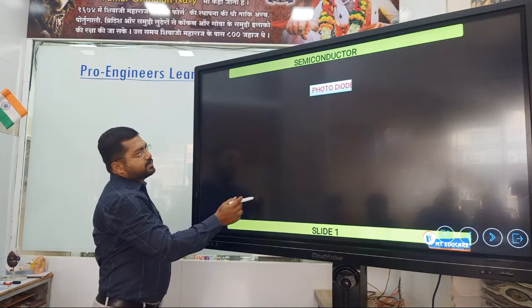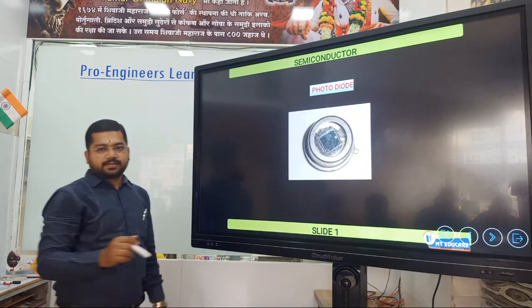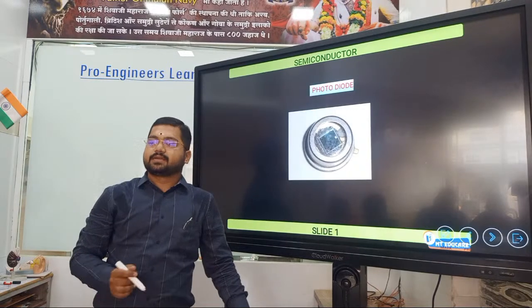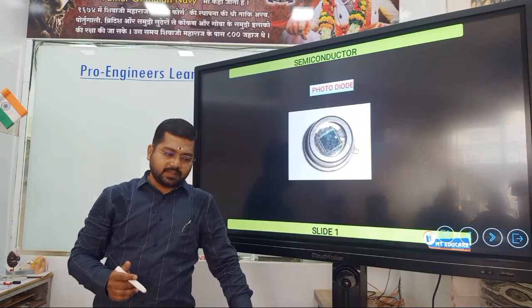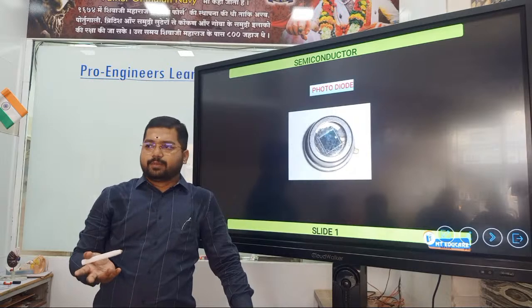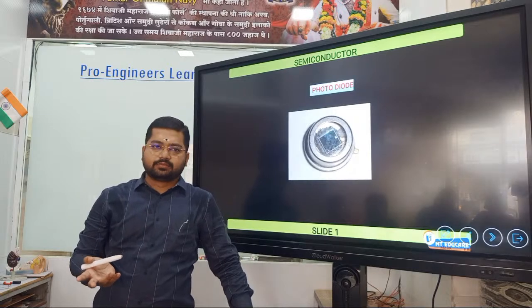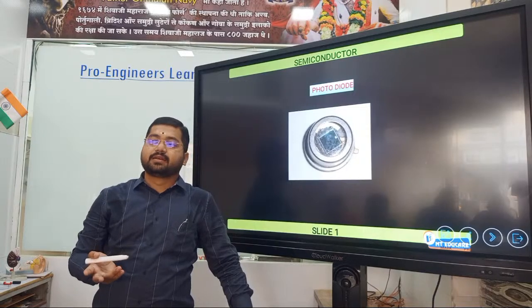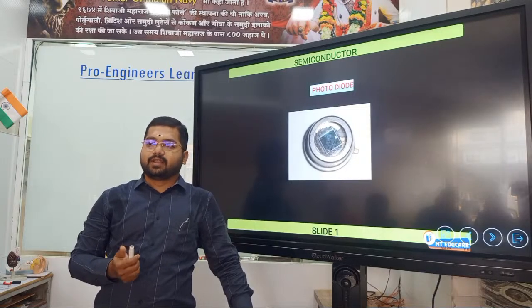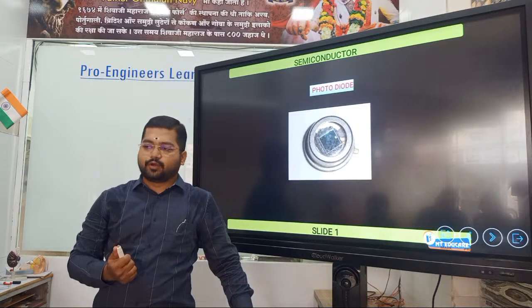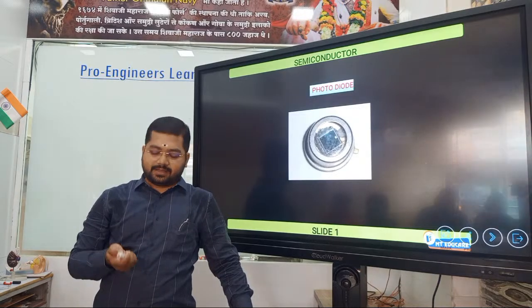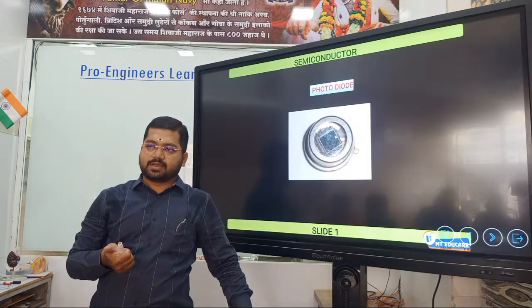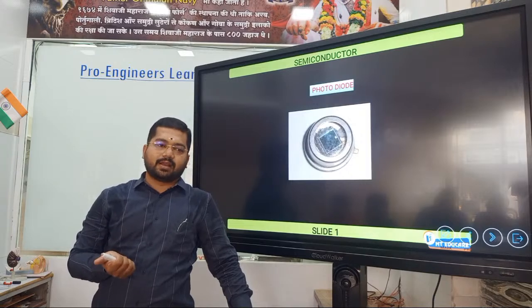So this is the solar cell. Next concept is photodiode. Have you people seen a photodiode at your home? Yes, it is available in a remote. Every remote has a photodiode, right? It sends photons. Sometimes you may call it infrared even.